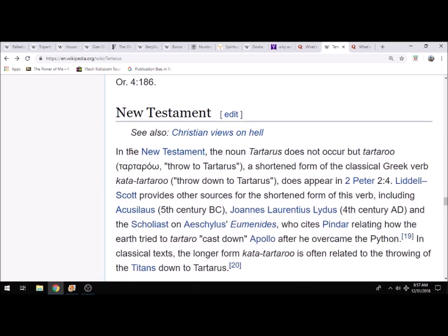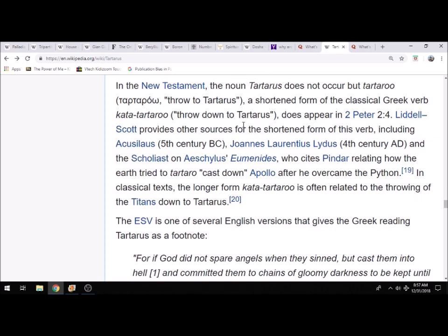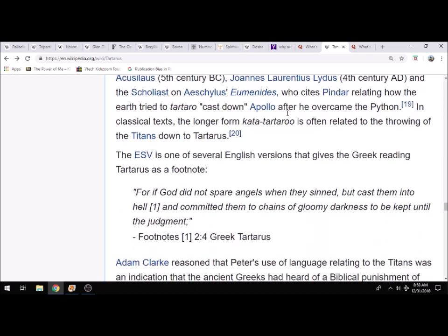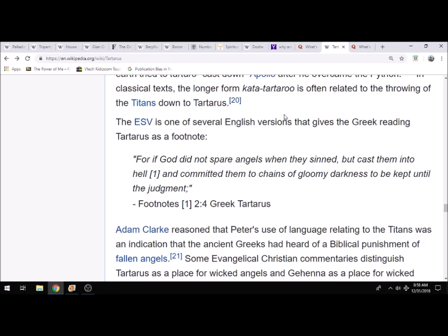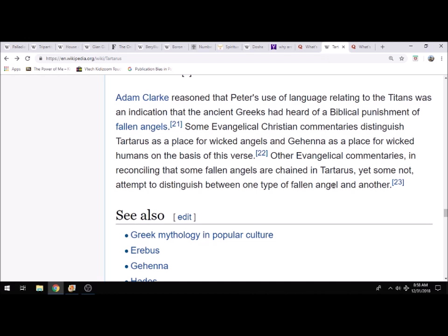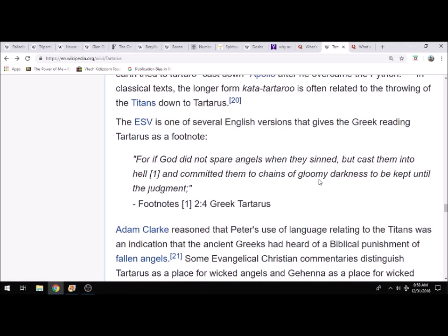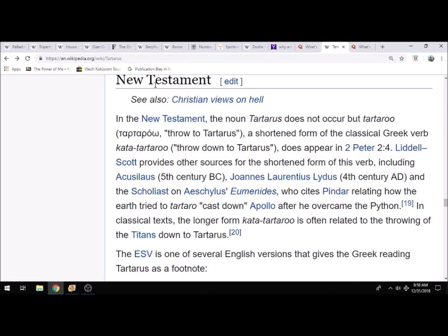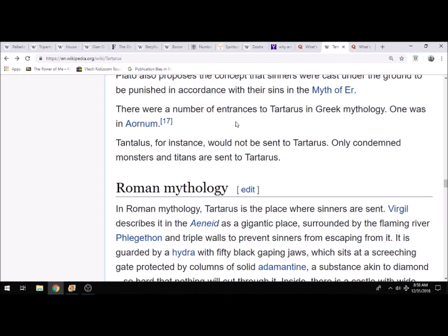All right, in the New Testament, Christian, they call it hell, right? In the New Testament, the noun Tartarus does not occur, but Tartaroo, a shortened verb of the classical Greek, does appear in 2 Peter: For if God did not spare angels when they sinned, but cast them into hell and committed them to chains of gloomy darkness to be kept until judgment. Adam Clarke reasoned that Peter's use of language relating to the Titans was an indication that the ancient Greeks had heard of a biblical punishment of fallen angels. So they want to put the Jewish before the Greek. Anyway, okay.